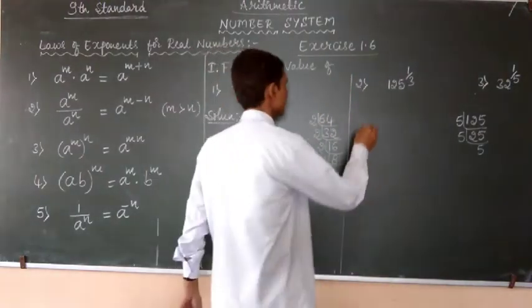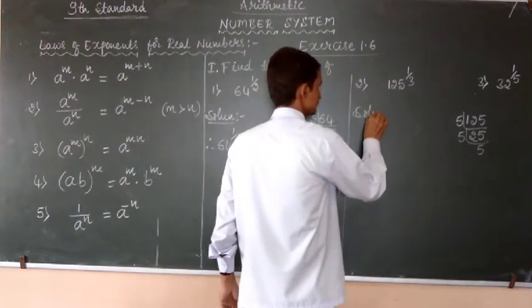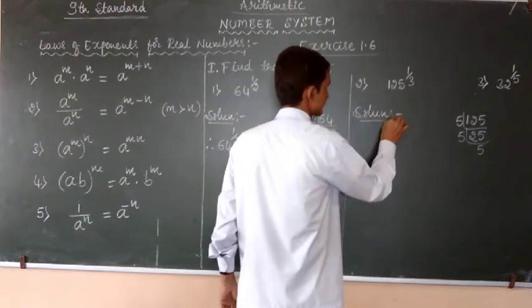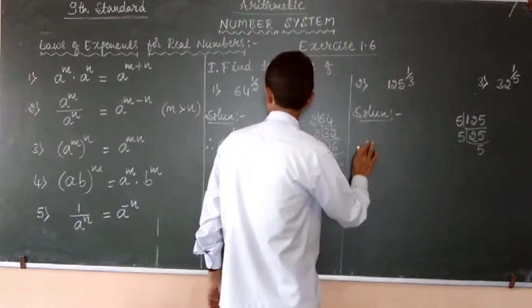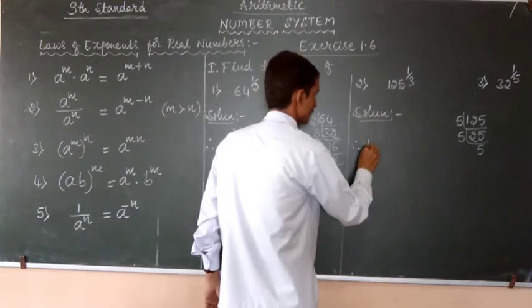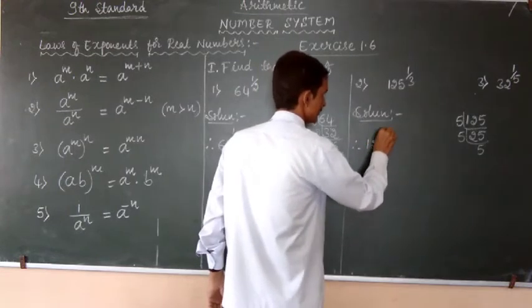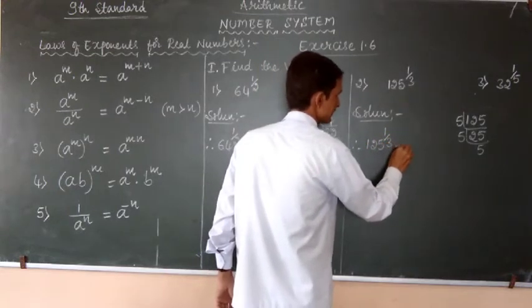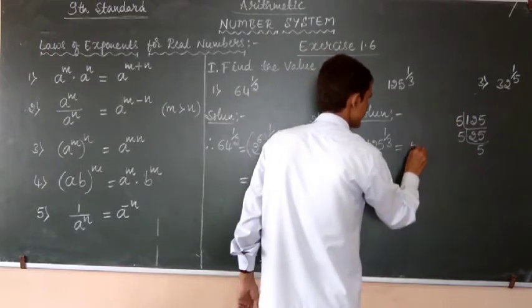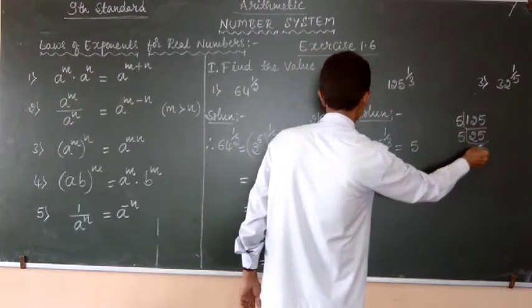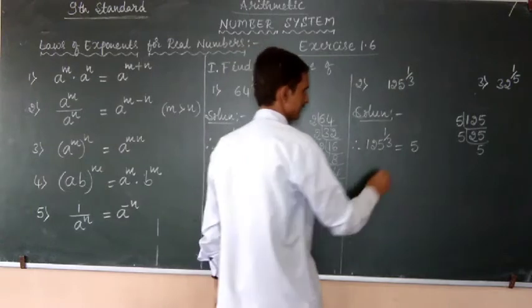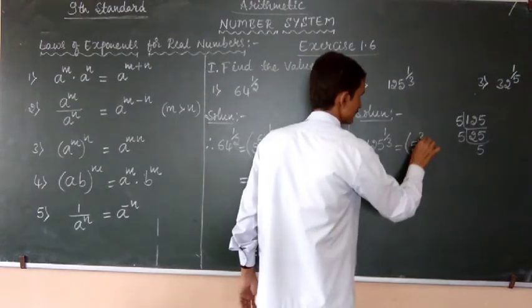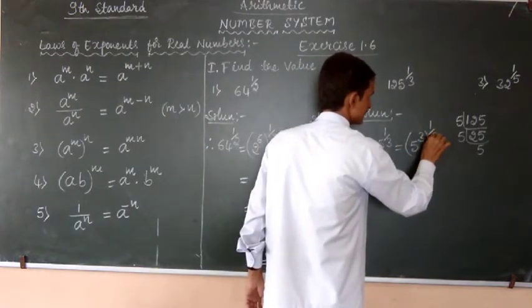So therefore, 125 to the power of 1 by 3 is written as (5 cubed) to the power of 1 by 3. So there are 3 fives.